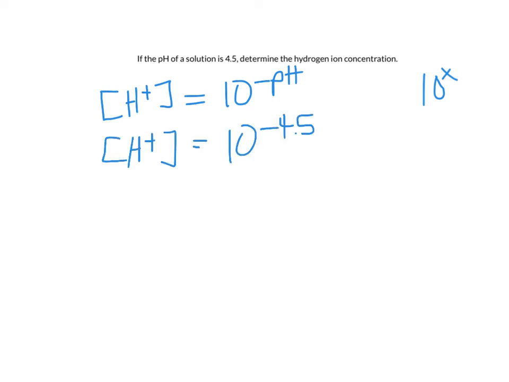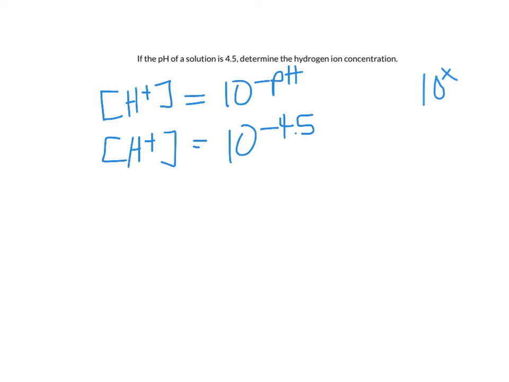So let's say we have a pH of a solution as 4.5. We want to determine the hydrogen ion concentration. To do that, we're going to do 10 to the negative pH. If you look at the log key on your calculator, the second function of the log key is 10 to the x. And we can use that to help us solve this problem. So to find the hydrogen ion concentration from pH, we're going to do 10 to the negative 4.5.